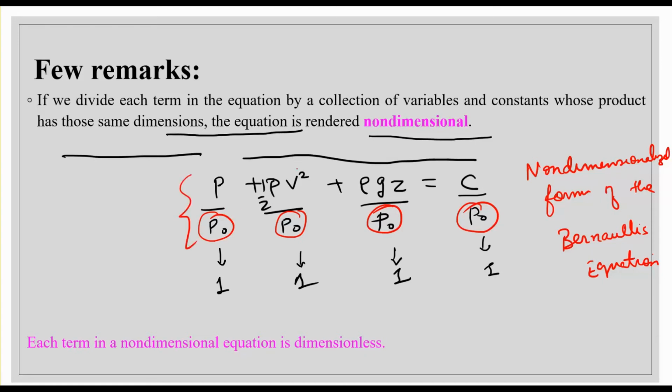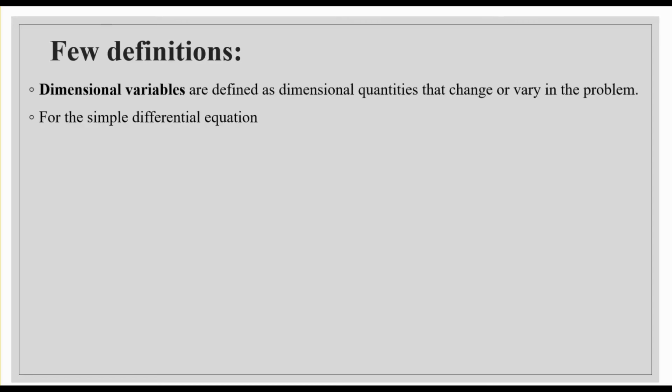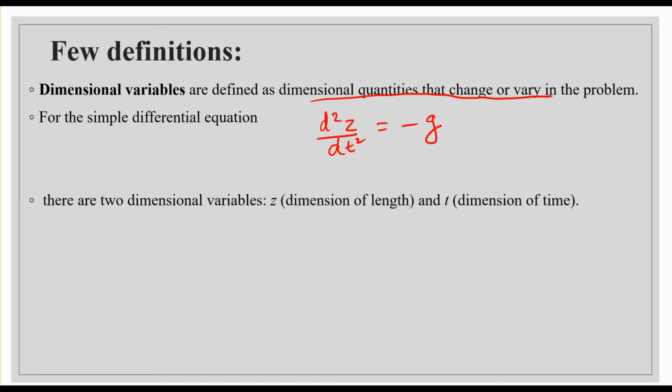Now further, let us look at a few more definitions. So what is a dimensional variable? A dimensional variable is defined as a dimensional quantity that changes or varies in a problem, right? It has dimension and it varies in the problem. For example, if you take a simple differential equation as this, here the variables z and t are the dimensional quantities that change or vary in the problem. As I have told, z has a dimension of L, length, and time has a dimension T.